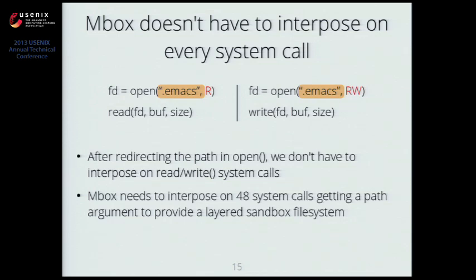One nice property of this mechanism is that we don't have to interpose every single system call in order to provide the writable Sandbox file system. For example, we don't have to interpose read and write system call because when we're executing open system call, we already rewrite the path argument so that the file descriptor is still pointing to the correct place when we are executing read and write system call. In Mbox, we interpose about 50 system calls getting a path as an argument in order to provide a writable Sandbox file system.